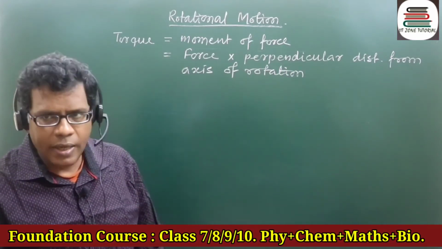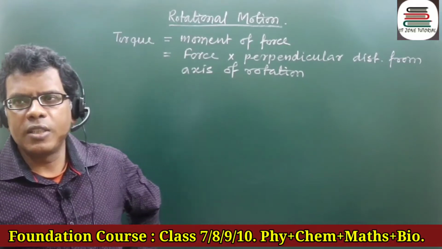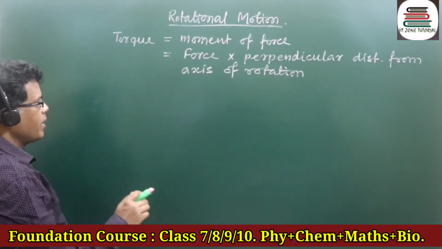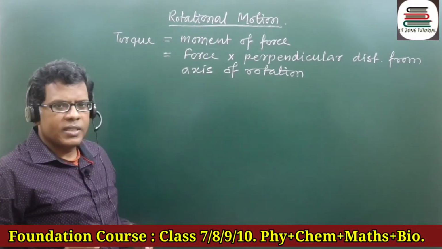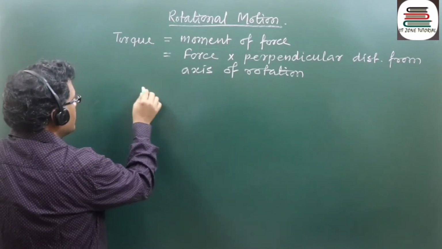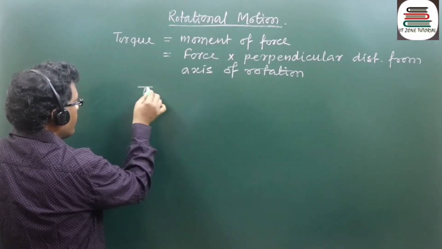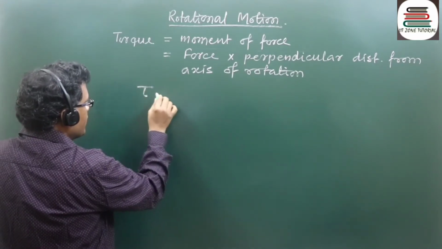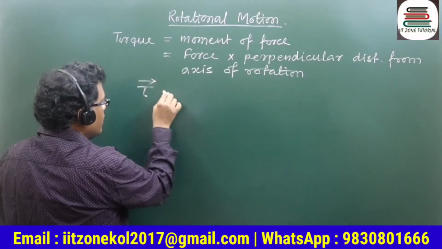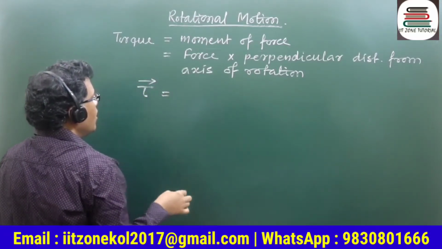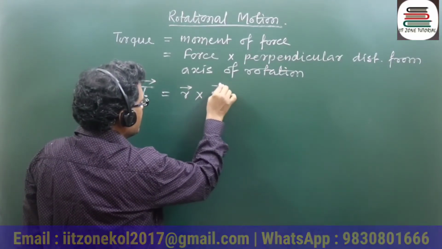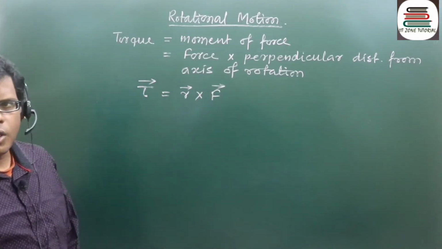How is torque defined? Torque is defined as an angular force, or in other words it is called moment of force. Mathematically, torque is defined as the linear force into perpendicular distance. Symbolically, torque is represented by the symbol tau. This is a vector quantity. Vectorially it is expressed by the cross product r cross F.